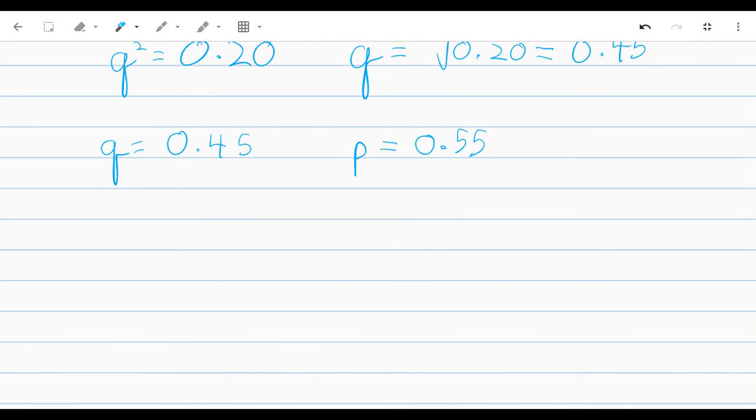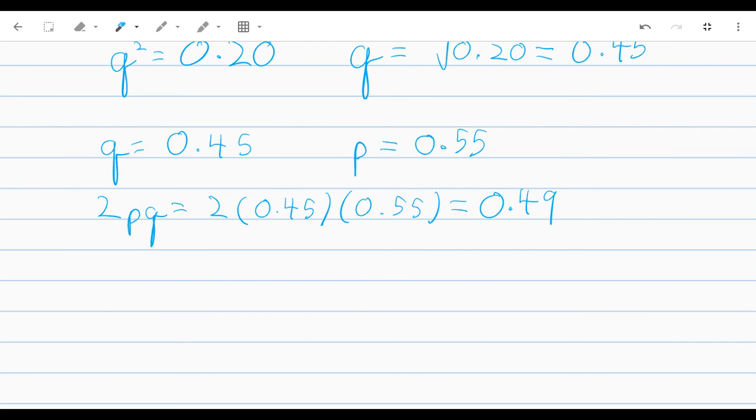So 2PQ will be equal to 2 times 0.45 times 0.55. Remember, though, use the unrounded numbers that are in your calculator. Don't use the rounded numbers. Here, you'll get a slightly different answer, and that can be enough to throw your final answer off, especially with this question. This gives us a proportion of about 0.49. So just under half of the individuals in this population are heterozygotes.